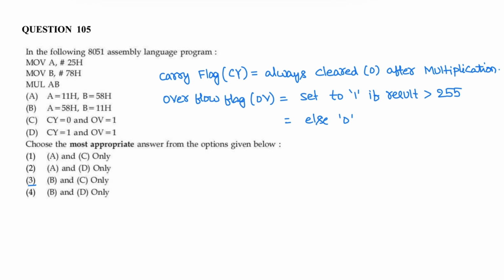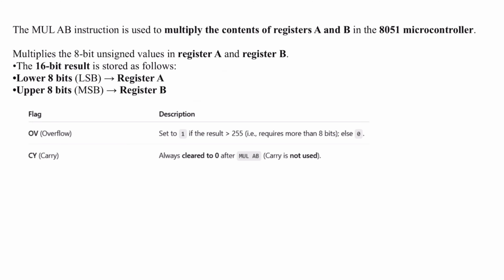Next question. Question number 105. In the following 8051 assembly language program, MOV A, 25H, MOV B, 78H, MUL AB. The multiplication operation of A and B instruction is used to multiply the contents of register A and register B in 8051 microcontroller. Multiplies 8-bit unsigned values in register A and register B.